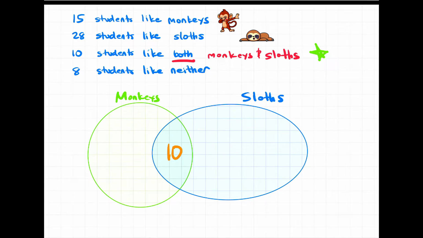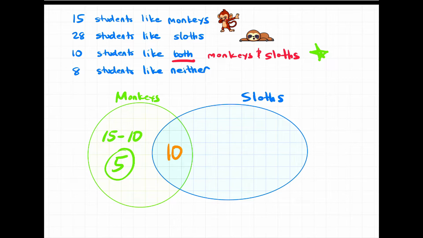So how many people like monkeys? 15. So if 10 like both, that means those 10 like monkeys. And if 15 people like monkeys, basically this is going to be 15 minus that 10, which is going to be 5. Okay, so 5 people like only monkeys, but a total of 15 people like monkeys.